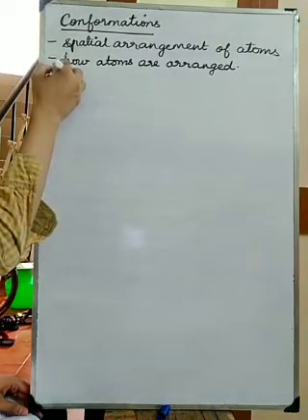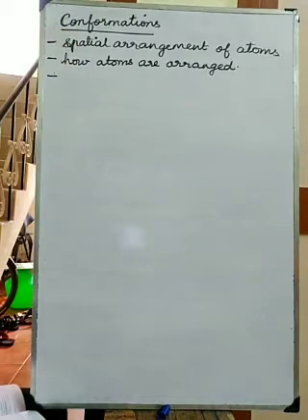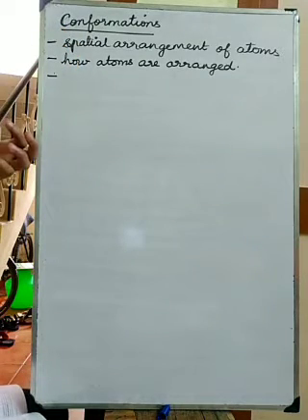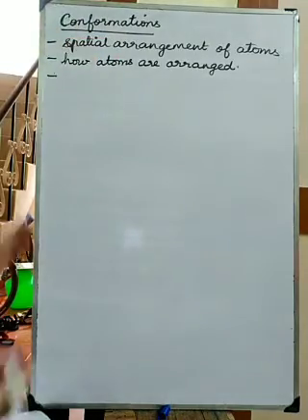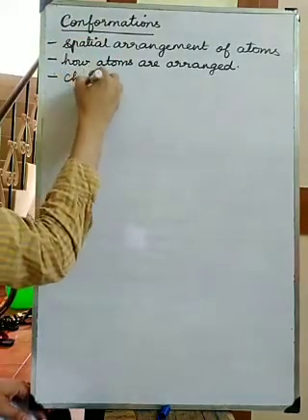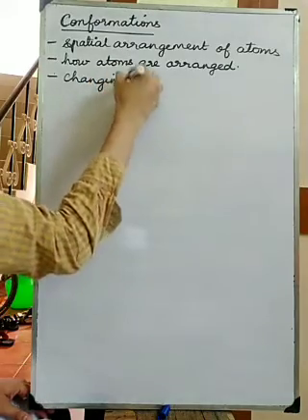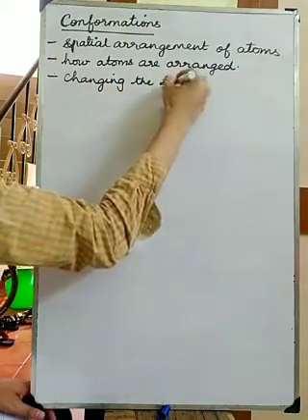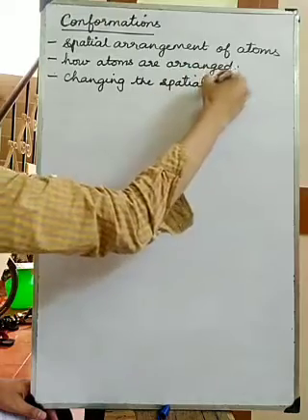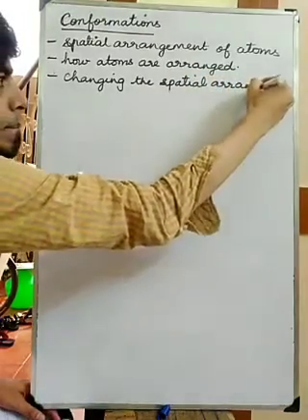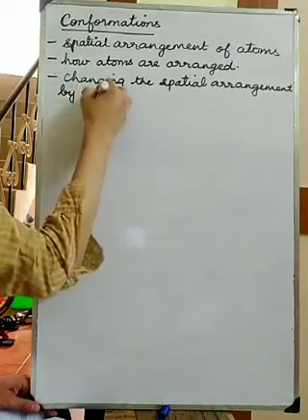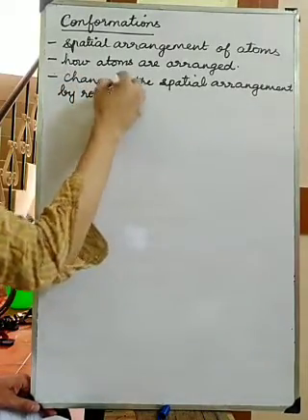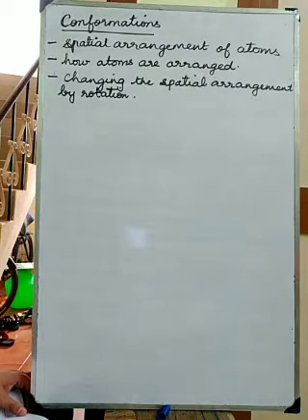So this spatial arrangement can be changed by rotating the atom. Okay. So that rotation is called as conformation. So what is conformation? Changing the spatial arrangement of atoms by rotation is called as conformation.